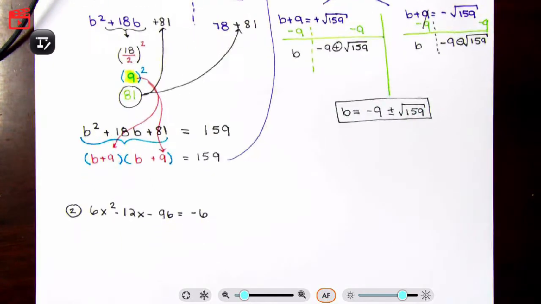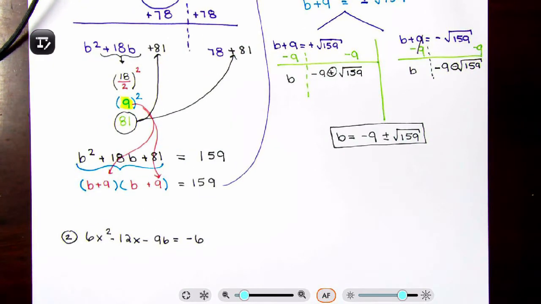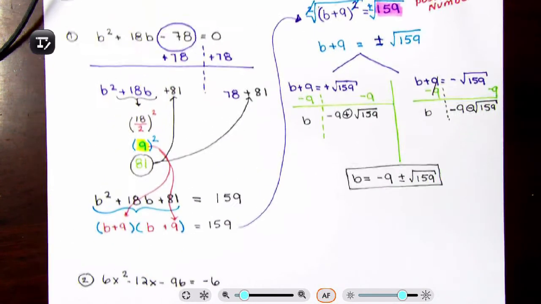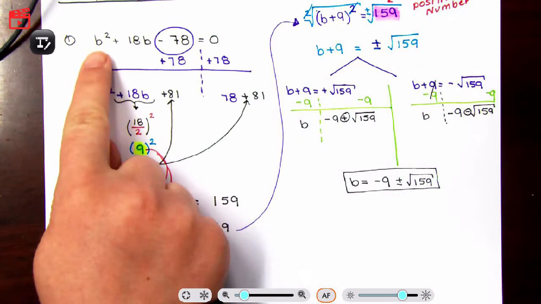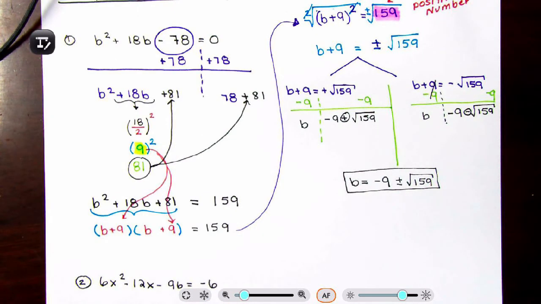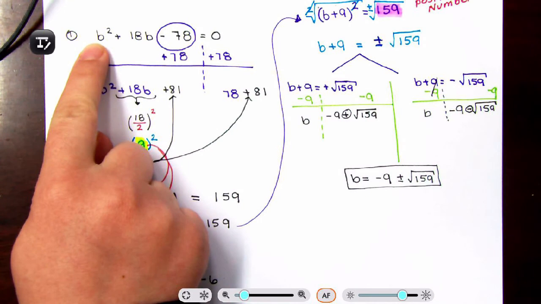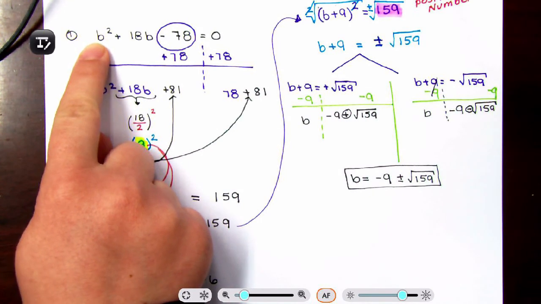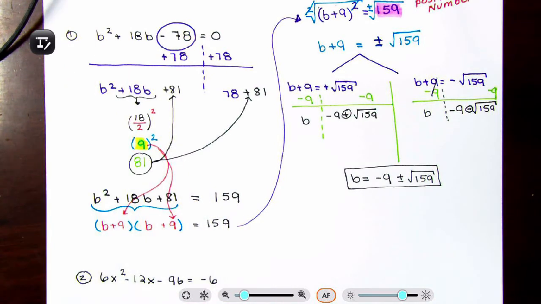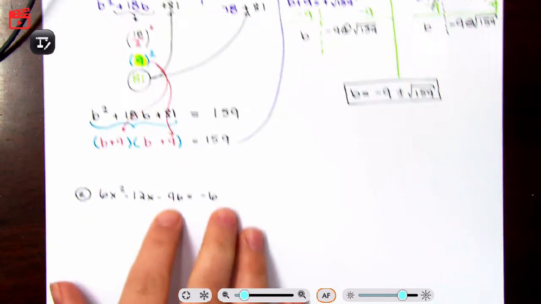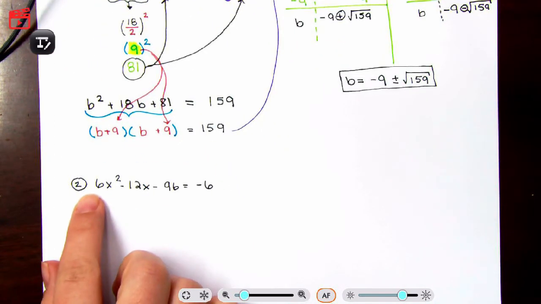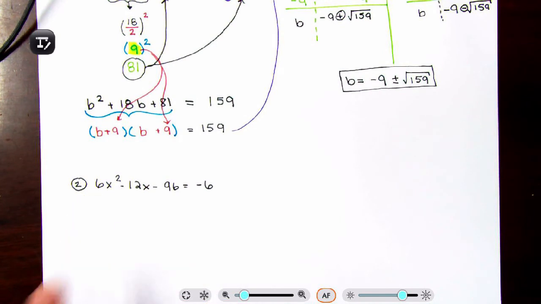All right, let's try it again. Now, notice the difference between this example 1 here and this example 2 here. Notice in this example, b is just b squared. It doesn't have a leading coefficient. Here, there's a 6, and there is a leading coefficient. So if there is a leading coefficient, you must divide out. You have to have a leading coefficient of 1.